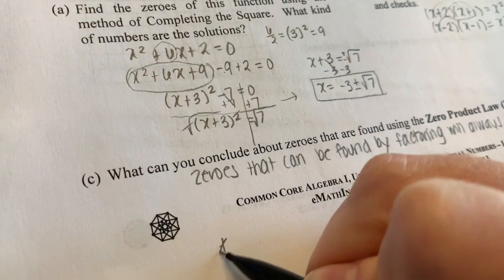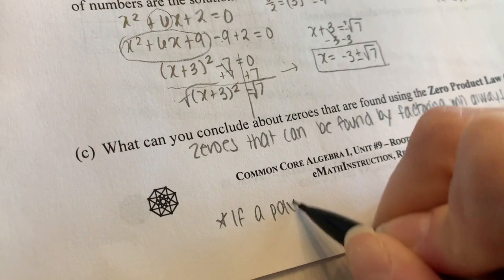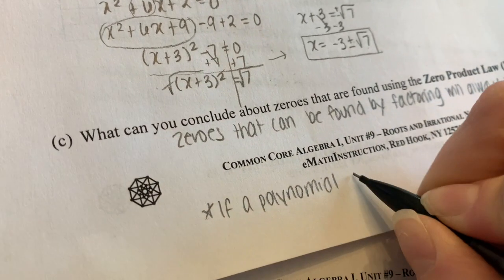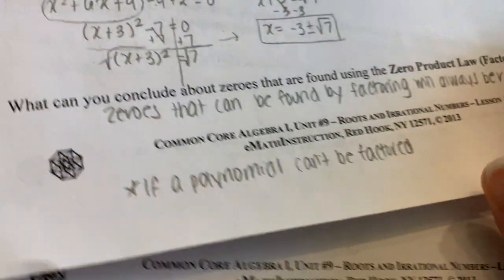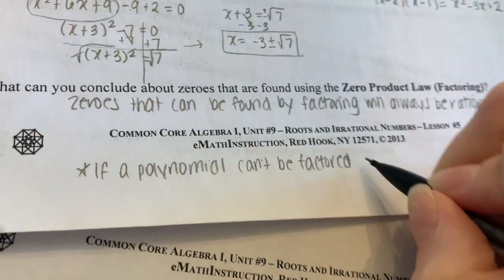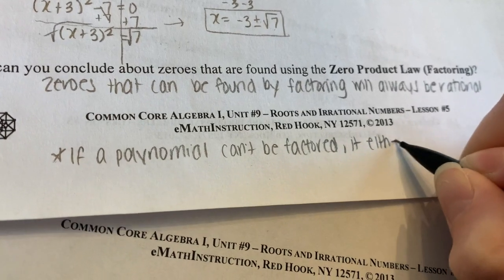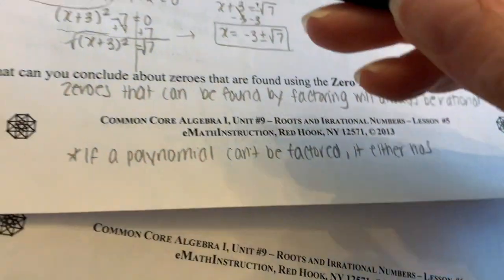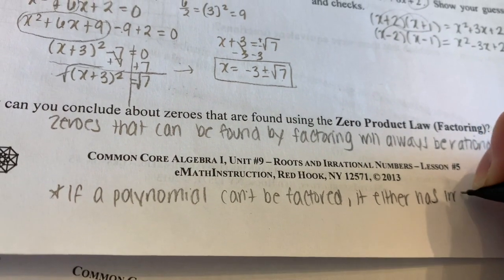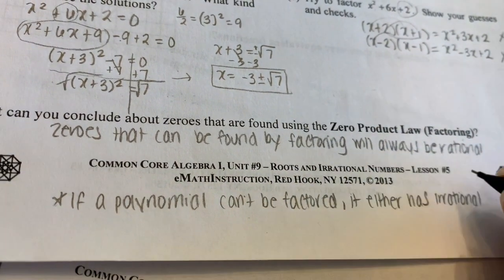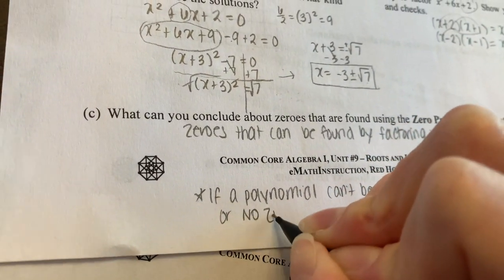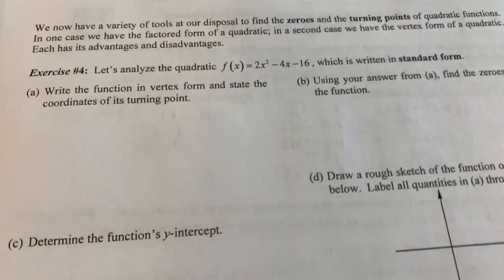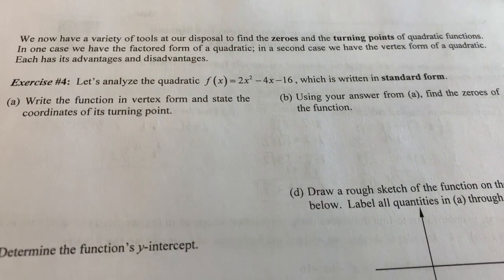I'm going to write this down here, okay? If a polynomial cannot be factored, which there are cases of those, we haven't seen them yet. If it can't be factored, it either has, you guess it, irrational zeros, or no zeros at all. It is possible to have no zeros.